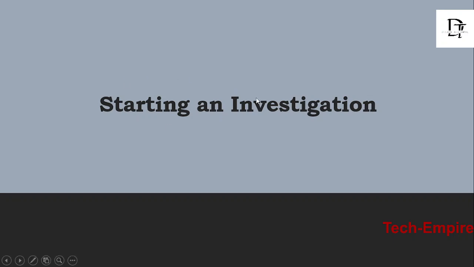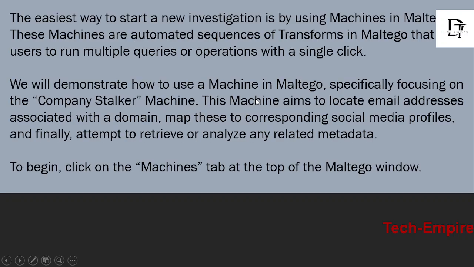Now, starting an investigation. The easiest way to start a new investigation is by using machines in Maltego. So don't forget where the location of machines is. These machines are automated. You know the meaning of automated. You don't need to do things manually yourself. It is automated sequences of transforms in Maltego that allow every user to run multiple queries. You are not writing code. It has been written. All you need to do is click.